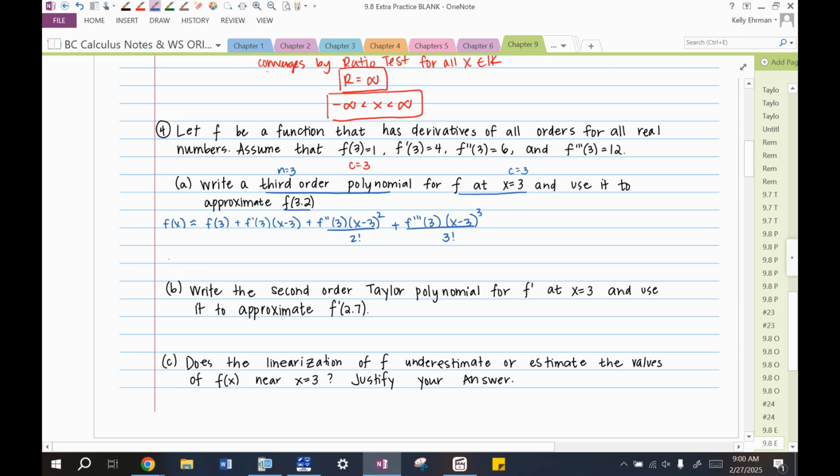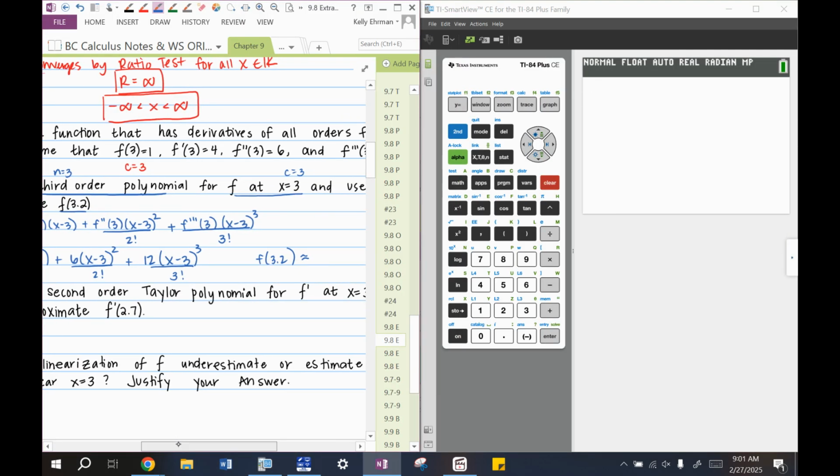You can go right to subbing the numbers in. So f of x is about equal to 1 plus 4 times (x minus 3) plus 6 times (x minus 3) squared over 2 factorial plus 12 times (x minus 3) cubed over 3 factorial. And we're supposed to approximate f of 3.2. So when I plug that in, 3.2 minus 3 is going to be 0.2. I'm also, in my calculator, I'm going to simplify these a little bit. So let's split this up.